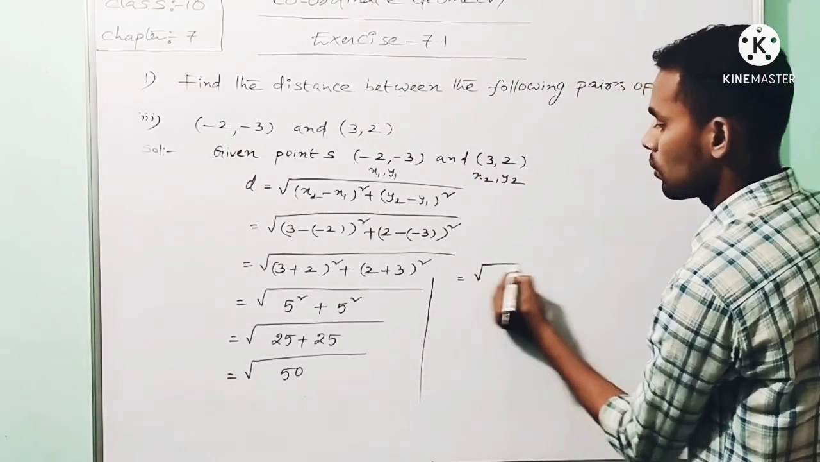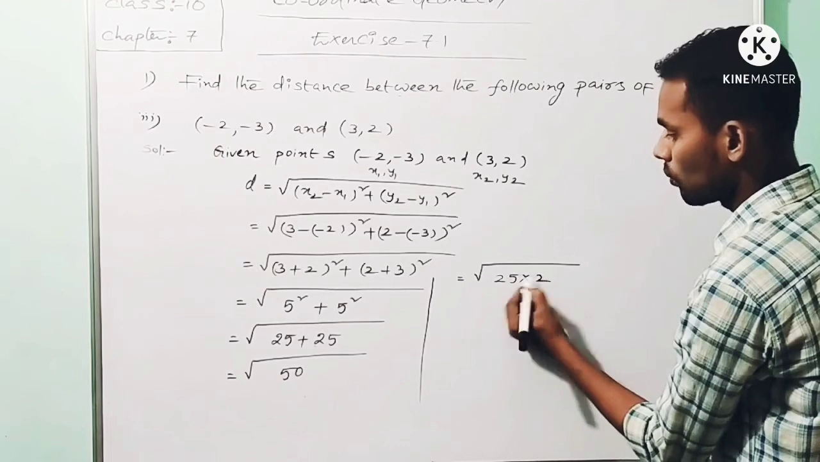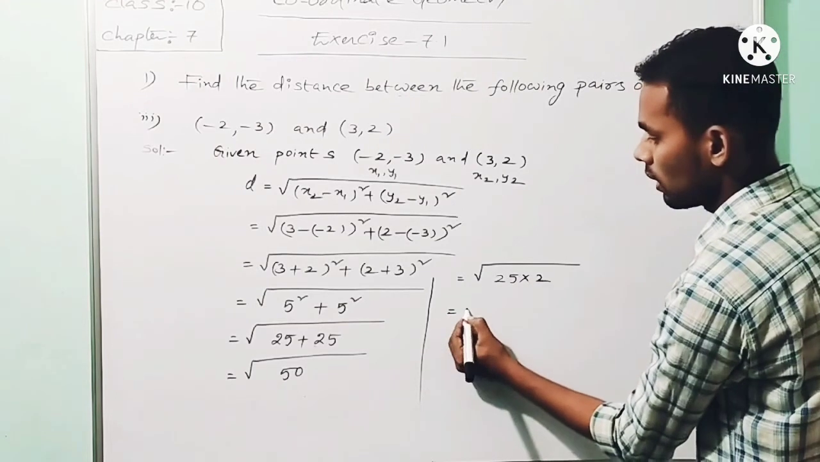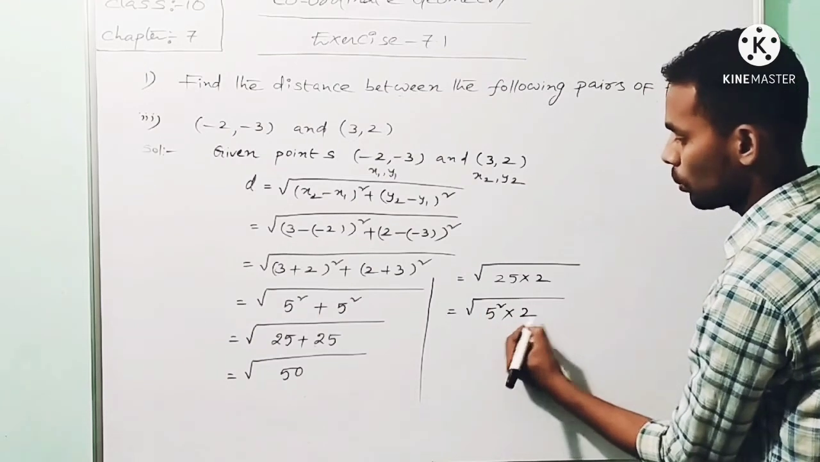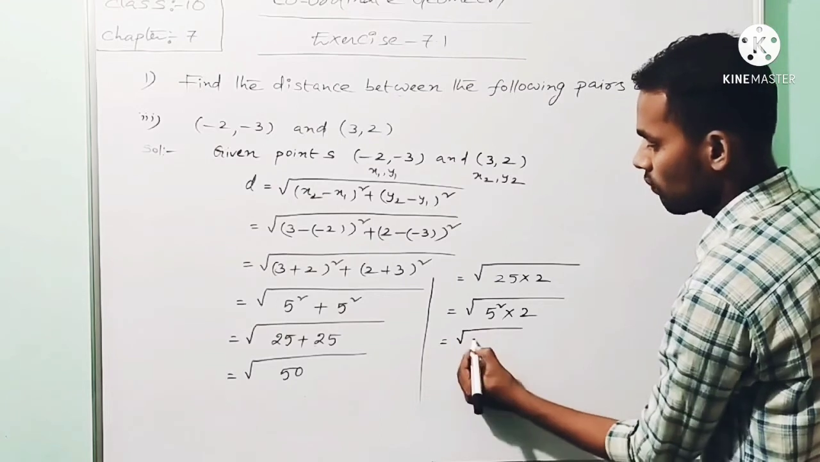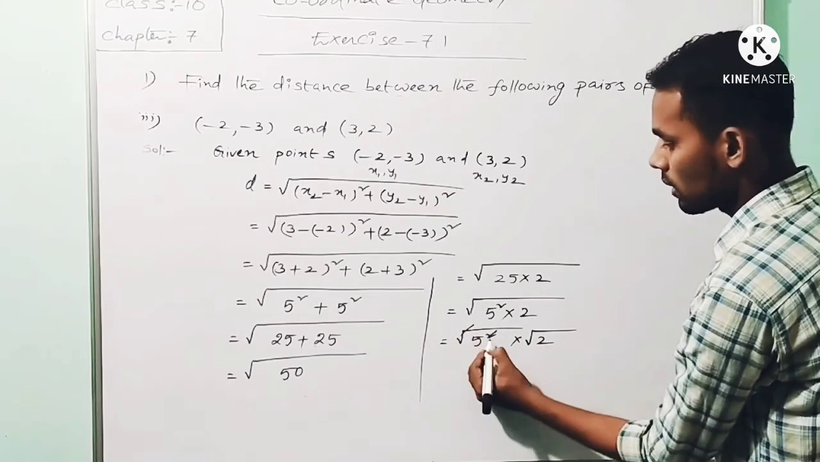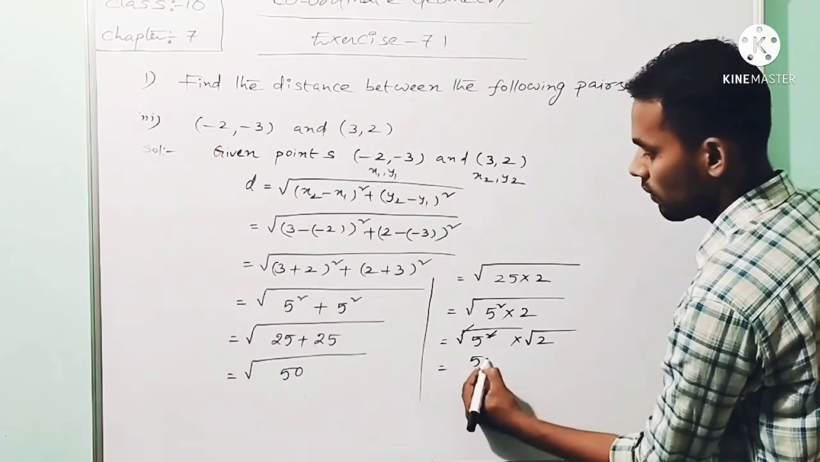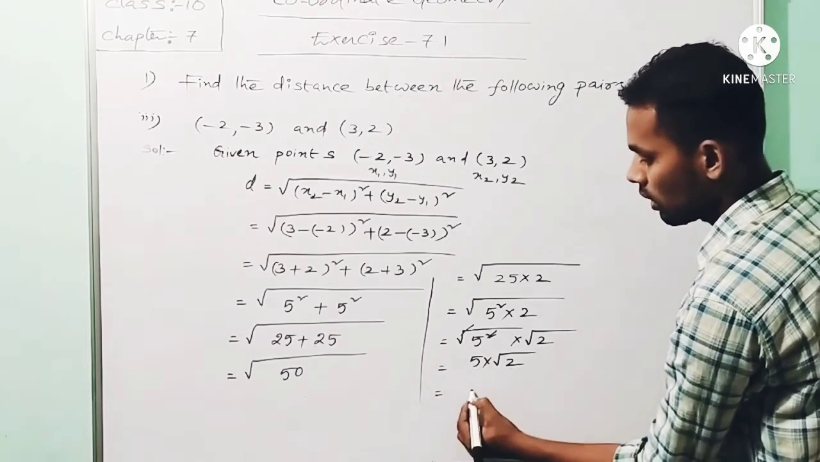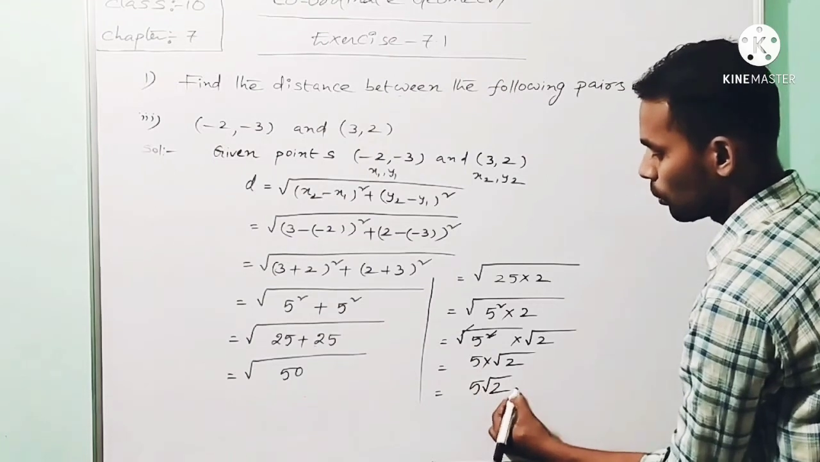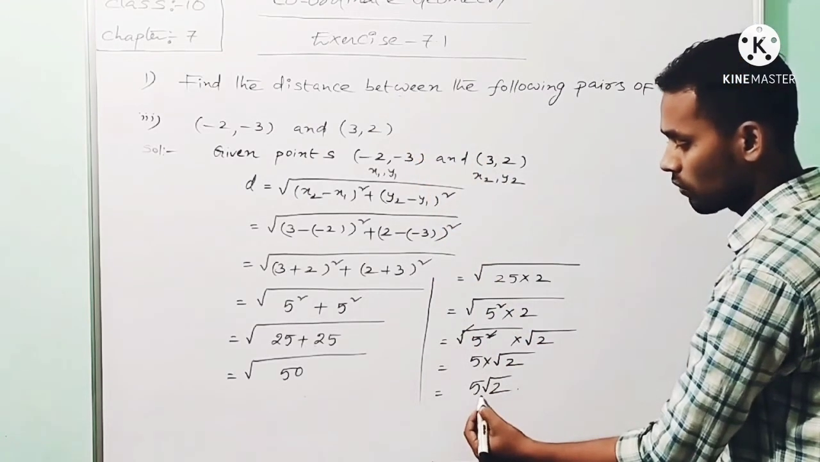Is equal to square root of 50 can be written as 25 into 2, 25 times 2 is 50, is equal to square root of 25 can be written as 5 square, into 2, is equal to square root of 5 square into square root of 2. Square root and square cancel, is equal to 5 square root of 2. The distance between the 2 points is 5 square root of 2.